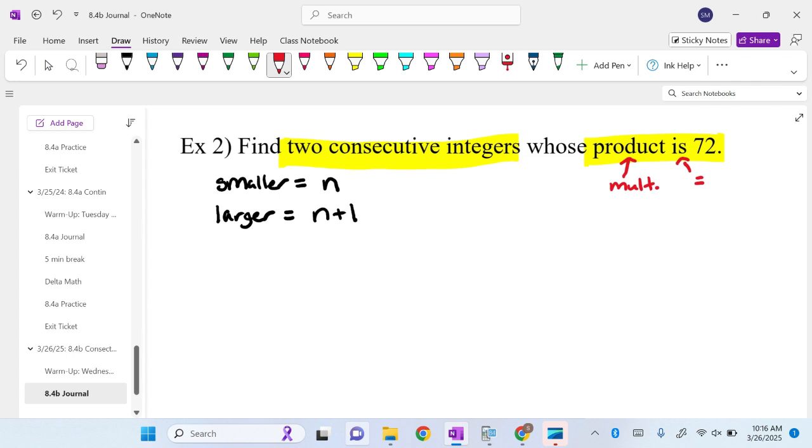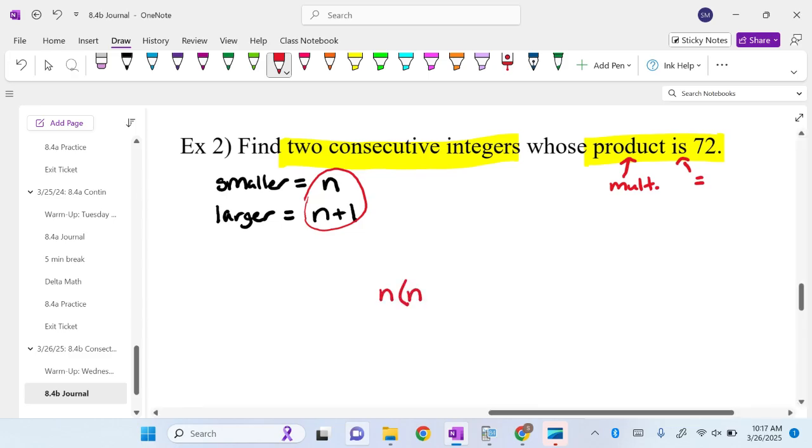So product means what, guys? Multiplication. So if I'm multiplying those two integers, not 2n, so we're just multiplying these two together, how would I write it? There you go. N times n plus 1. And it's all equal to what? 72.